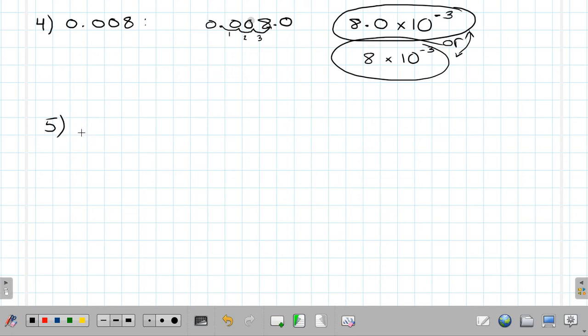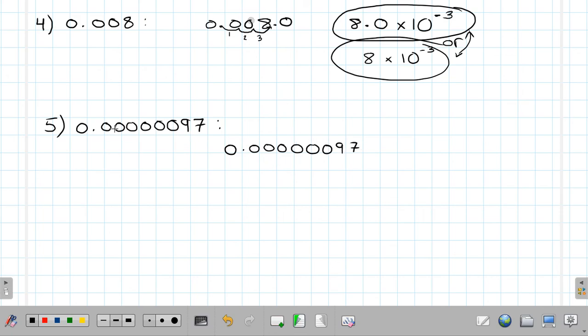Number 5, we have 0.000. So let's see how many zeros there are. 1, 2, 3, 4, 5, 6. So 1, 2, 3, 4, 5, 6, 9, 7. So 0.0000097. Once again, we know where the decimal is here. I'm going to write it down the line below. 3, 4, 5, 6, 7.